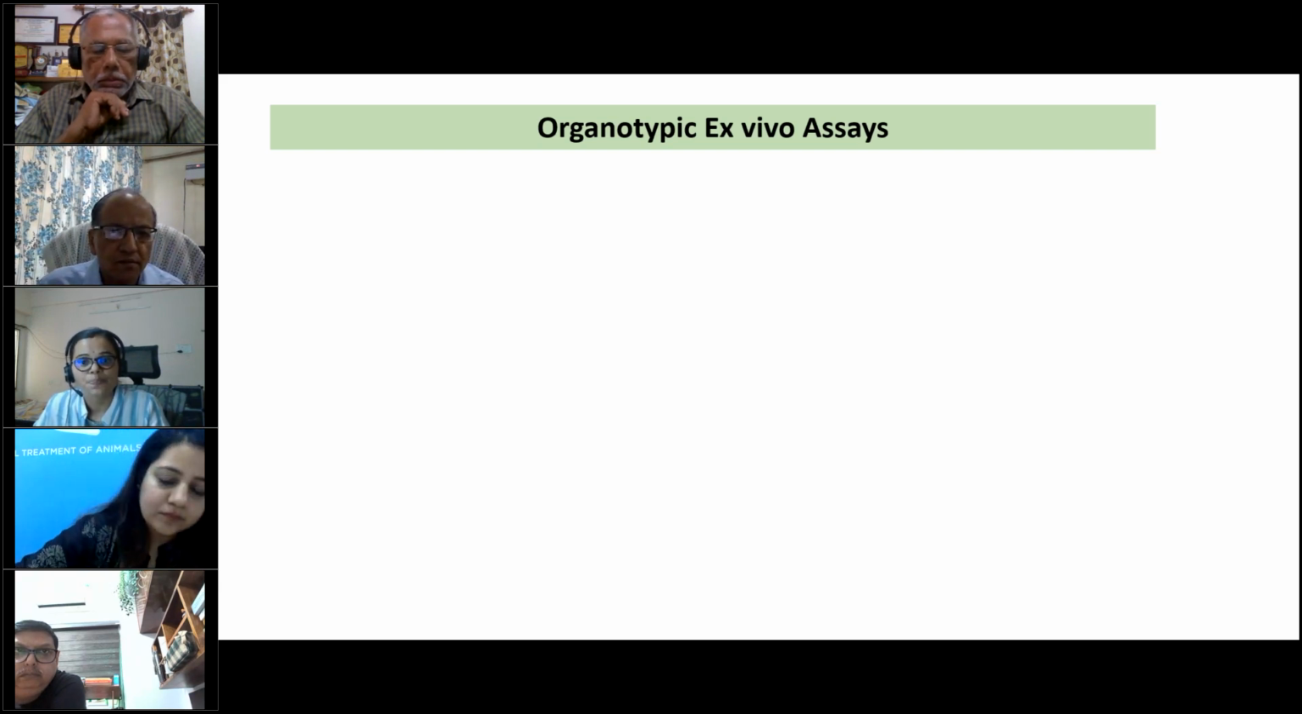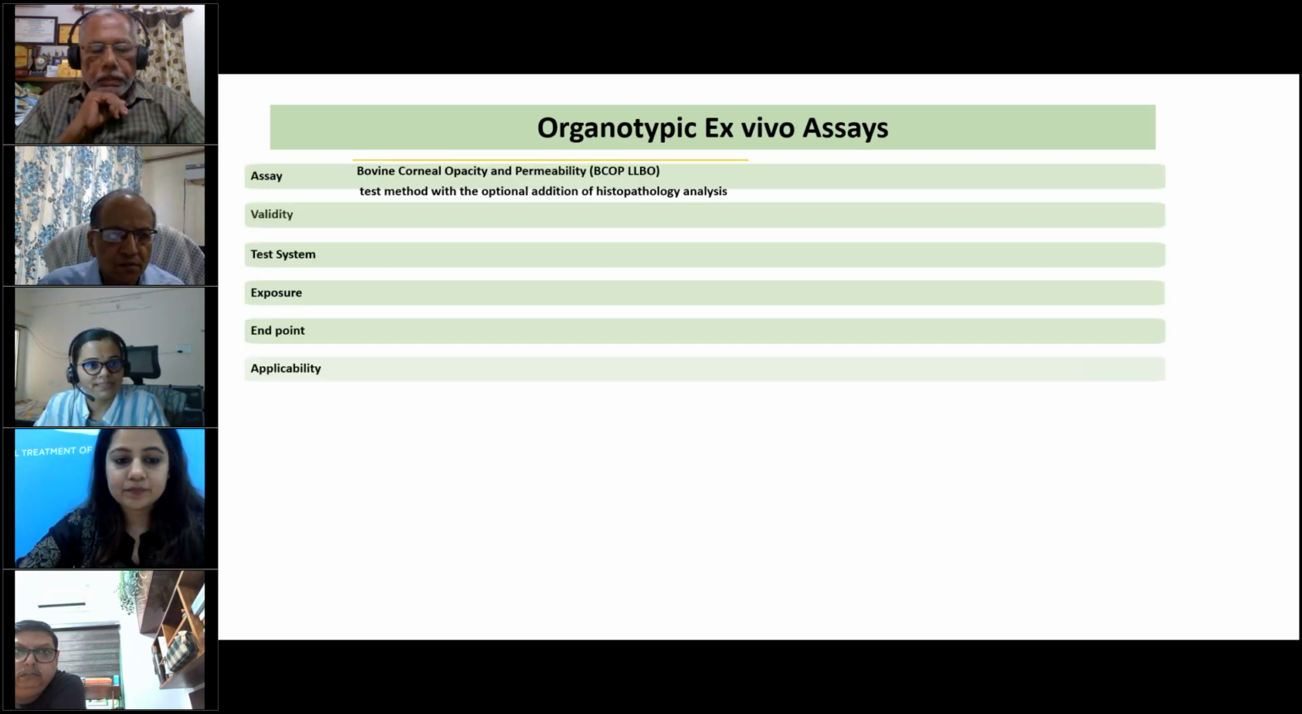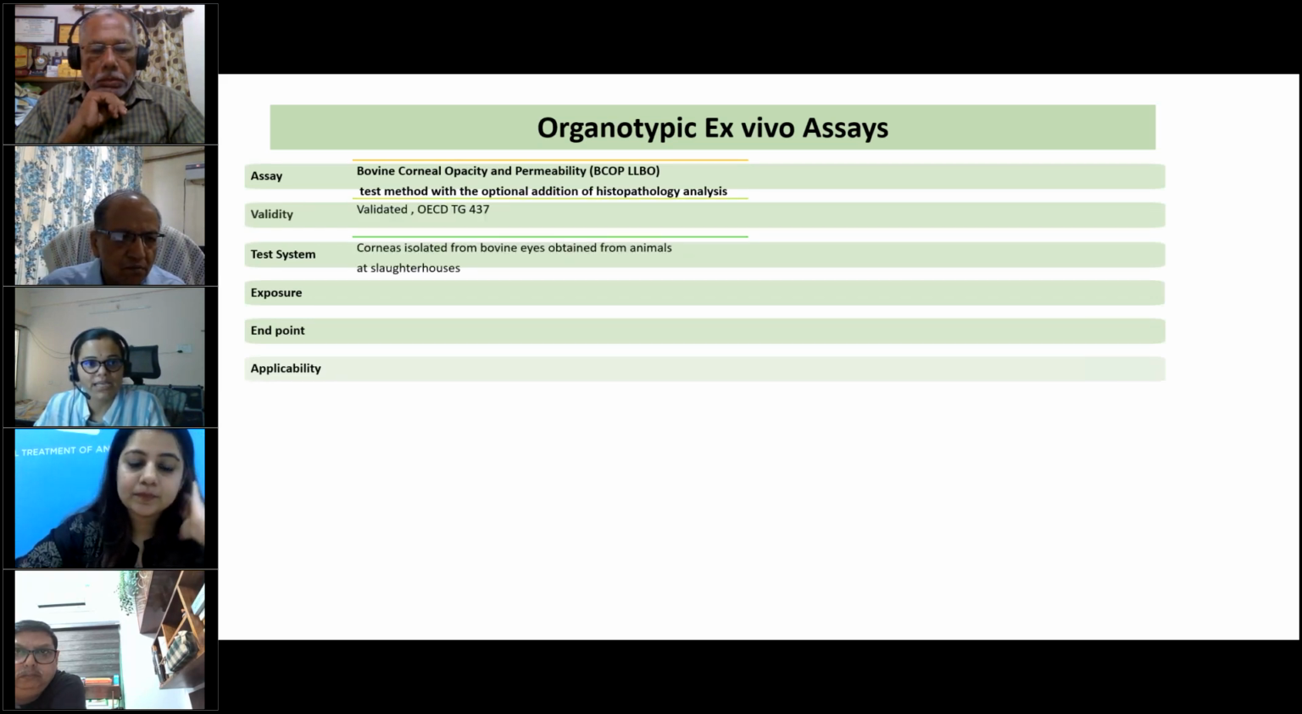Then coming to the major ex vivo assays, where models are developed which are close to direct organ exposure. So the main assays listed are bovine corneal opacity, LLBO, that is laser light based opacity measurement, and isolated chicken eye test. Both these tests are validated with OECD test guideline number 437 and 438.